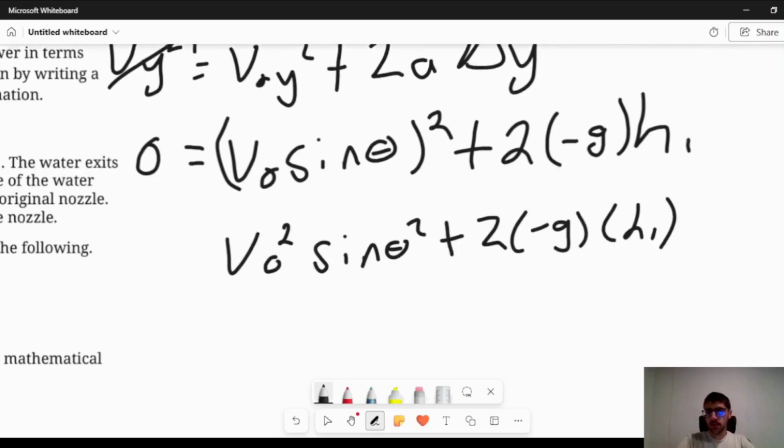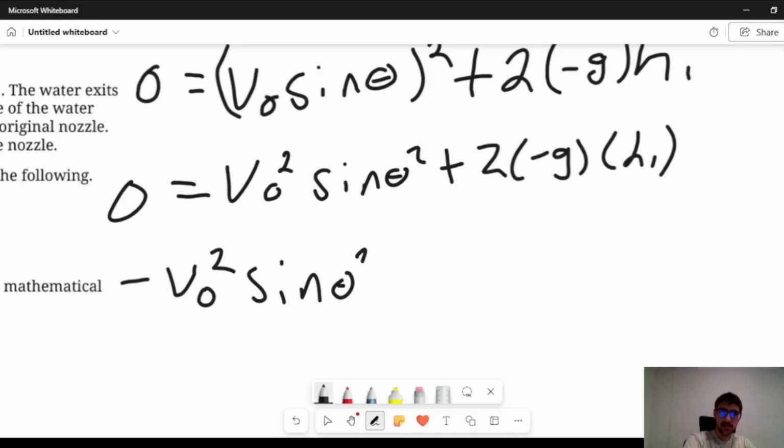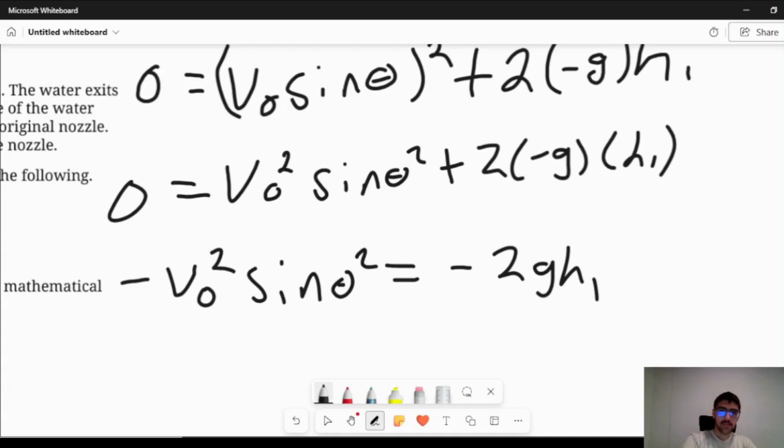And by now we've done all the hard work. Now it's just simple algebra, and it's equal to 0. Let's remember that. So now I'm just going to isolate the term. So I get negative v0 squared sine theta squared is equal to negative 2g h1. And then I see there's 2 negatives, so that can cancel. Those are gone. And then now I'm just going to isolate v.